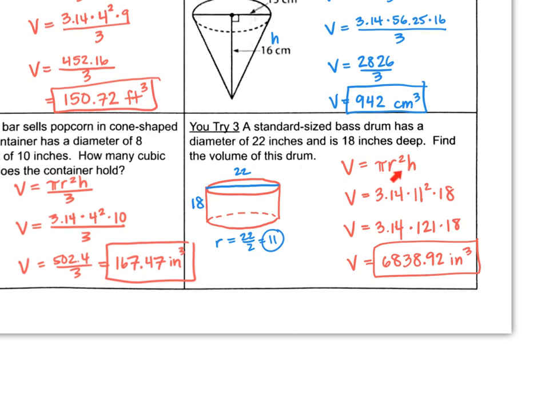Remember, the formula for a cylinder is just pi r squared h. They give us a diameter, so you can see down here I divided it by 2 to get my radius, and then I plugged in the numbers. 3.14 times the radius squared times the height, and then showed all my work there. Got 6,838.92 inches cubed.